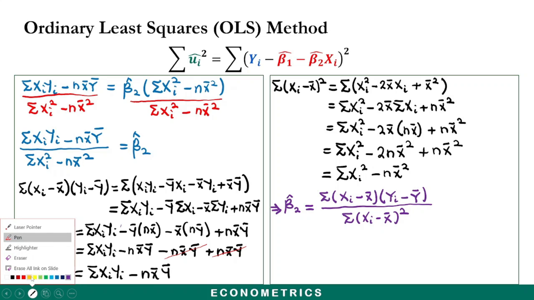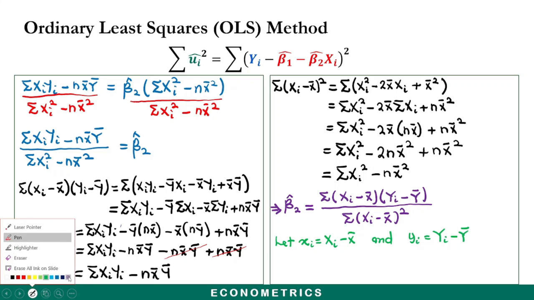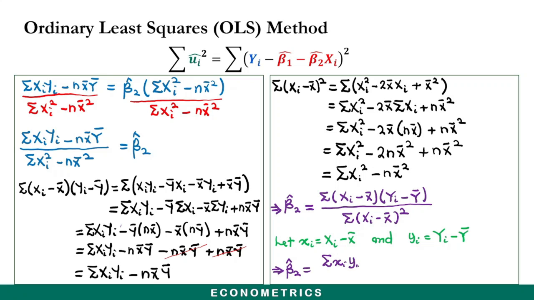And then at this point, that is going to be the answer, but we go ahead and define some terms. So we just want to reduce the form of the formula. So here we say, let the lowercase x_i be equal to the deviation of capital X from the mean, and the lowercase y_i also be the deviation of Y from its mean. Then we can now simplify our formula for beta 2 hat to be sigma small x_i small y_i all divided by sigma small x_i squared. And that is going to be the formula.